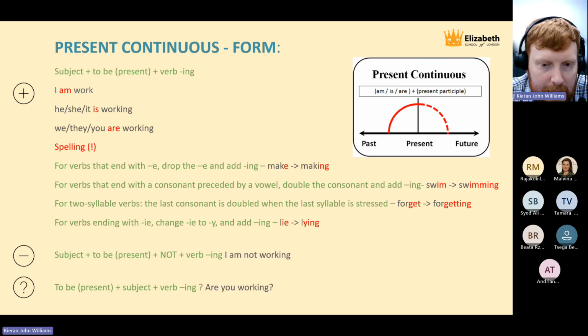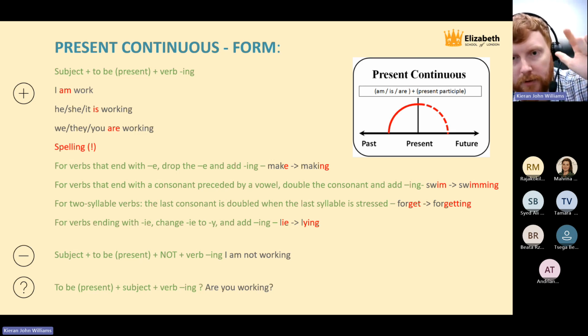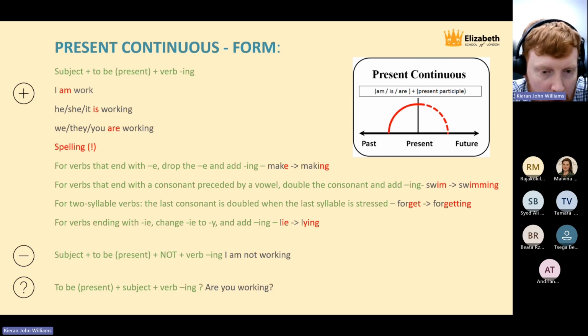Now, in another situation here, okay. Next thing we're talking about two-syllable verbs. Okay, so these are verbs that have two sounds here, like forget, two syllables. Okay, if the last syllable is stressed, so forget. If the second syllable is stressed, then we double the consonant as well. So we got forget. So in this situation, we have forgetting with double T.